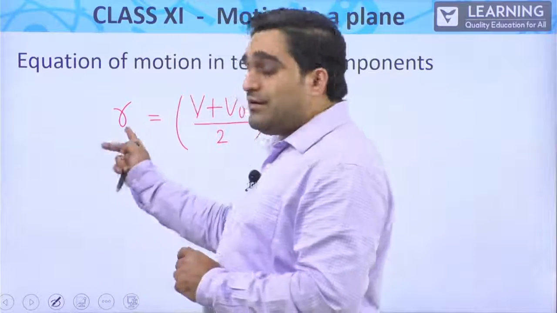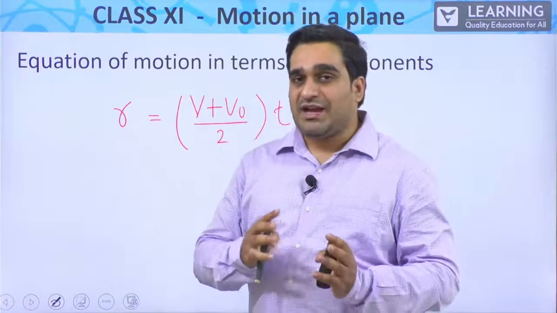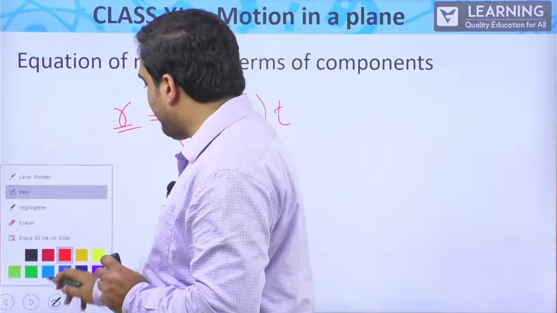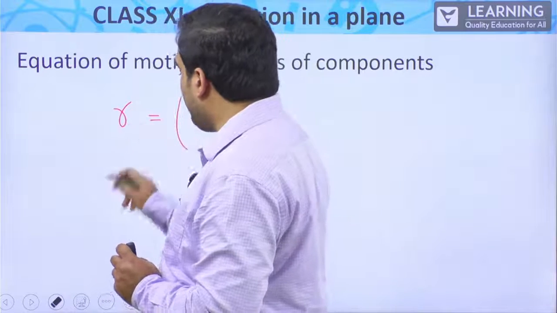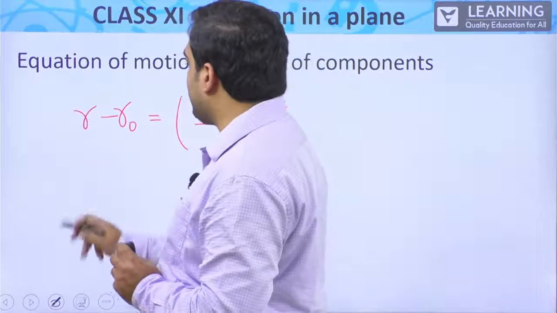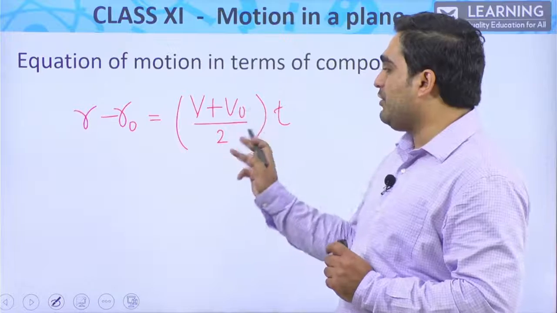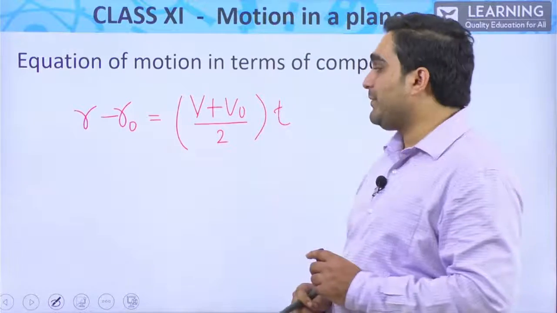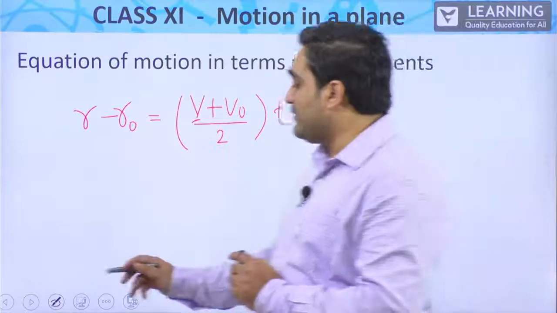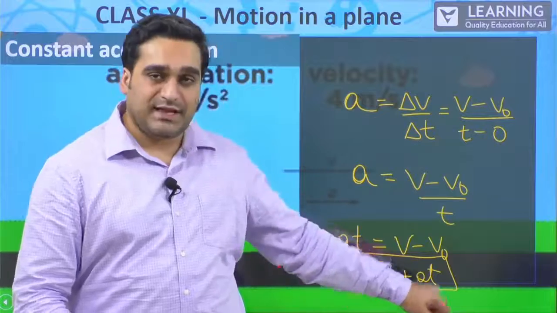Now, considering the displacement happens between the initial and the final, we can express this as r naught, and this as r minus r naught equals v plus v naught by 2 times t. And what do we know about v? We just looked at the expression in the previous part, where v is equal to v naught plus at.